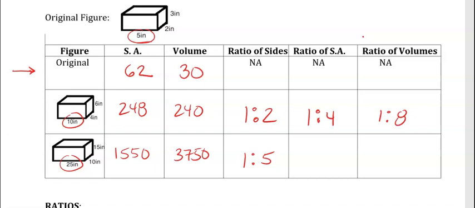It's really nice. Now what I want you to do is do 62 to 1550 in math bracket and see what you get. 1 to 25. Now do the 30 and compare it to the new volume in math bracket and see what you get. What is 30 over 3750, math frac? 1 to 125. Fantastic.